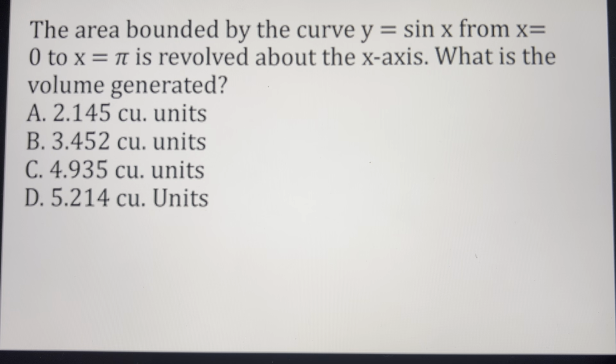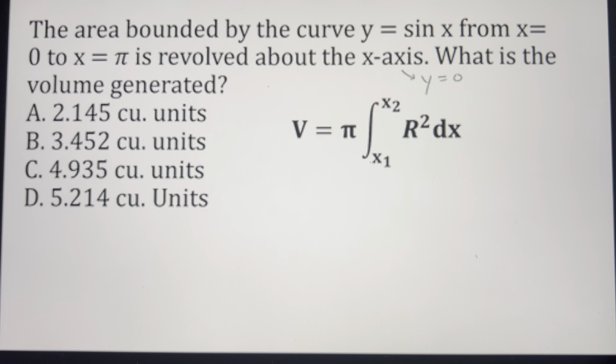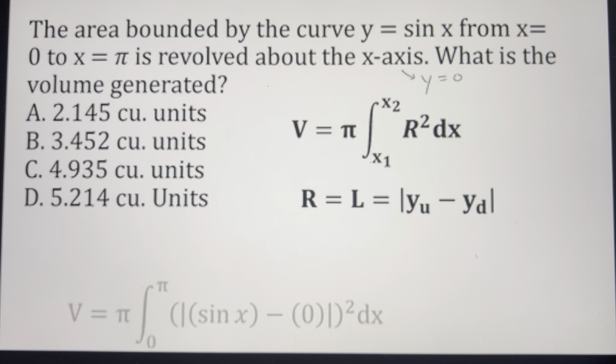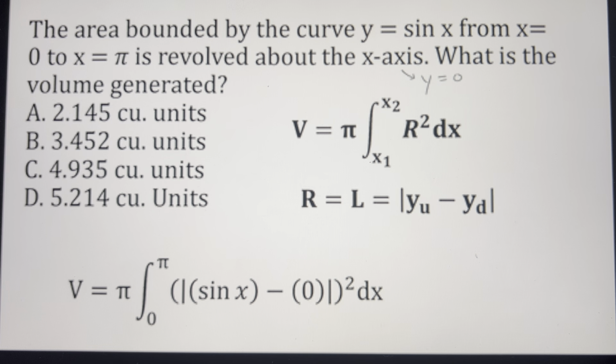The area bounded by the curve y equals sine x from x equals 0 to x equals pi is revolved about the x-axis, or y equals 0. What is the volume generated? Using this method where r is also L, or y up minus y down. So y up is sine x and y down is 0. And limit will be from 0 to pi. Do not forget to put your calculator in mode radians. Answer is equivalent to 4.935 cubic units.